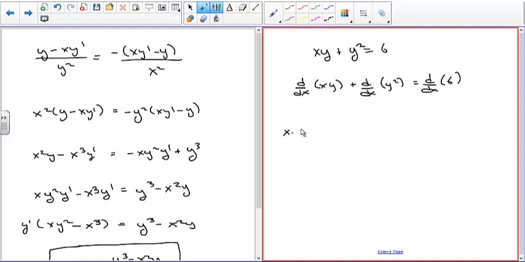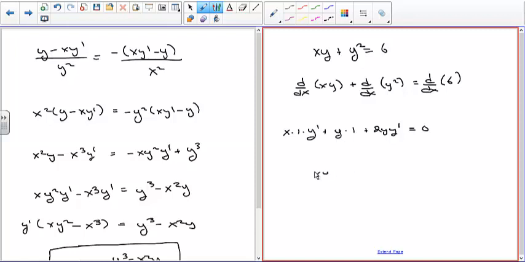So you have the first term times the derivative of the second, which is going to be the derivative of y, and because it's y with respect to x, you get y prime. The second part of the product rule says it's the second term times the derivative of the first. So the second term is y, and when you take the derivative of x with respect to x, you get 1. The next one is 2y y prime, and that equals 0.